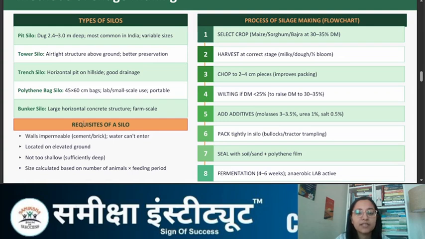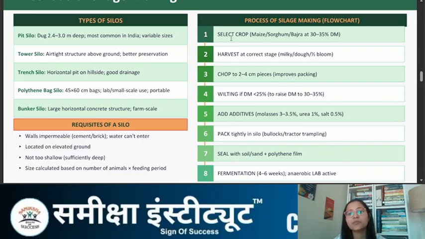Then what are the basic requirements for a silo? Walls should be impermeable so that water does not enter or exit, made of cement or brick, so that even during rainfall water does not enter. It should be located on elevated ground, and sufficiently deep. Size should be calculated based on the number of animals and the feeding period, so that sufficient silage is made.